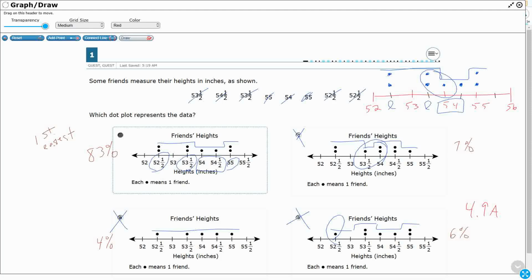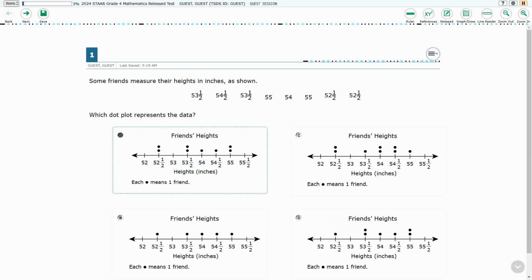We're actually pretty good in the state of Texas at any of our data standards in grades 3, 4, 5. For the most part, we do pretty good with data analysis. So let's move on to our next item.